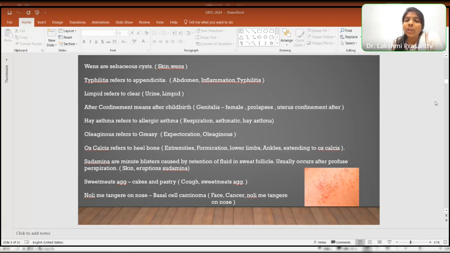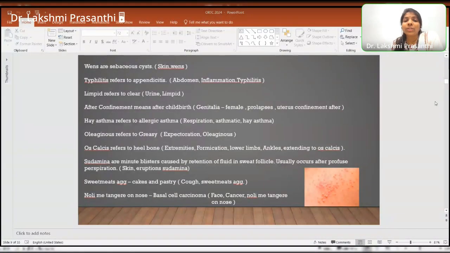One more rubric called os calcis, which refers to the heel bone, which is found in the chapter extremities. Formication, lower limbs, ankles extending into the os calcis. Formication basically means the crawling bug-like sensation happening in the legs after long exposure of sitting. And this type of formication is mostly seen in cocaine bug poisoning in the poisoning topics.